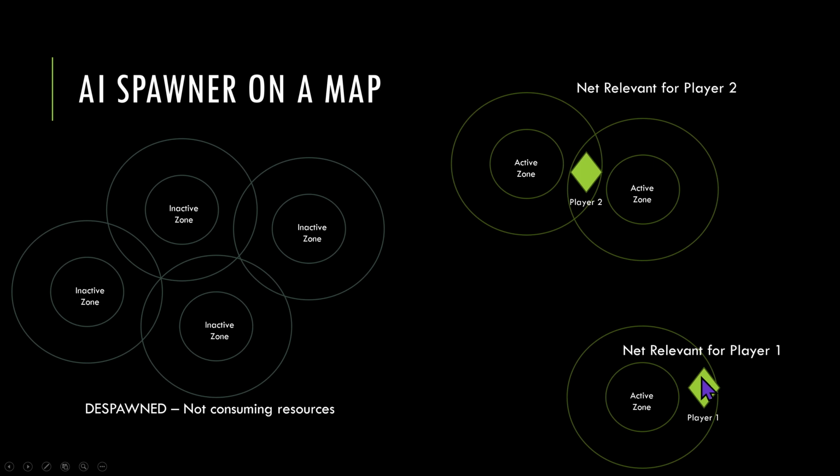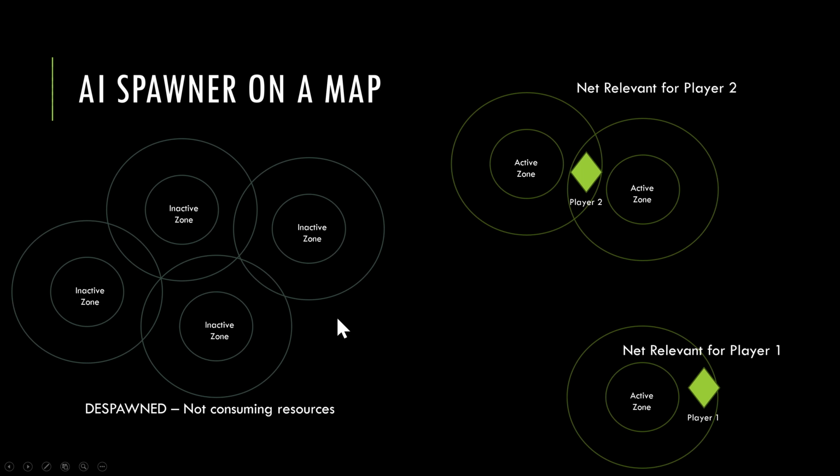But because player one is not close enough to these, they won't be net relevant for player one. And the same thing is this one won't be net relevant for player two. So for player two, we've got two net relevant zones. And for player one, we have one net relevant zone. And all four of these zones over here are not consuming any resources because no one is in that area. If player two were to move out of this zone towards these zones, these two would deactivate and these four would activate as, of course, they get closer and closer through those zones.